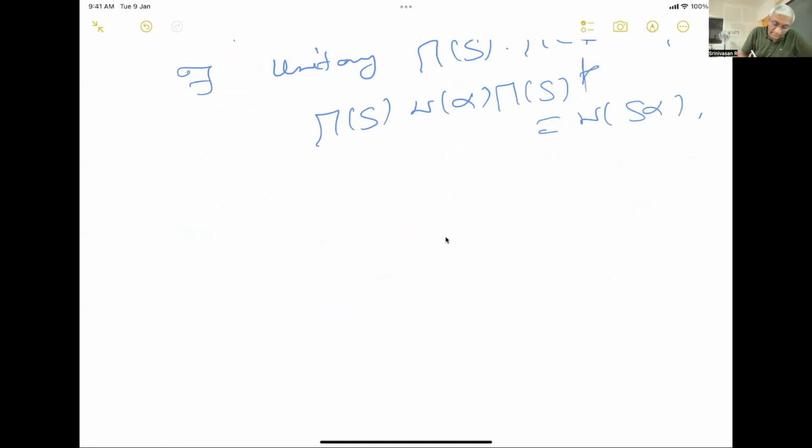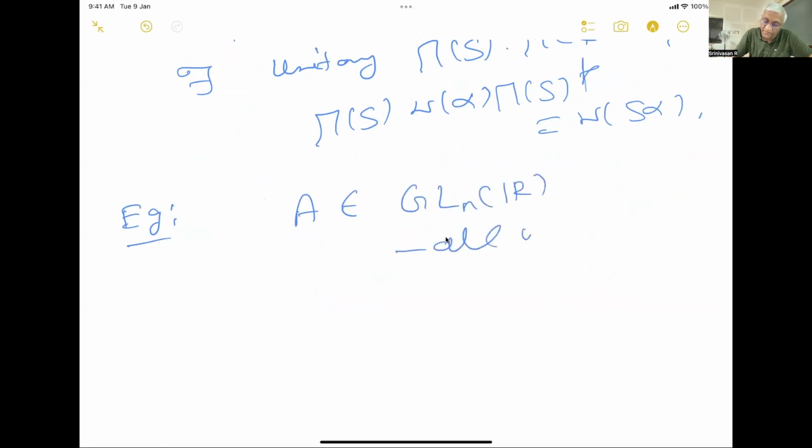First I will give you an example of a symplectic automorphism, a symplectic isomorphism. For that I will give you an assignment where you will explicitly get this example. Then I will state the theorem and prove it. So this is an example. Suppose A is an invertible operator in GLn(R). This is all invertible operators, invertible matrices if you want, on Rn.